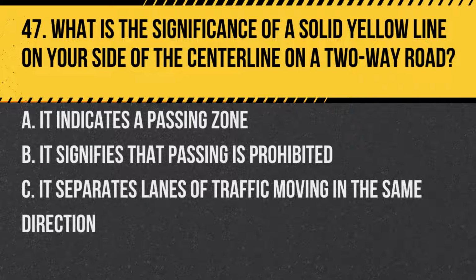Question 47. What is the significance of a solid yellow line on your side of the center line on a two-way road? A. It indicates a passing zone. B. It signifies that passing is prohibited. C. It separates lanes of traffic moving in the same direction. Answer: B. It signifies that passing is prohibited. A solid yellow line means you should not pass vehicles in front of you.